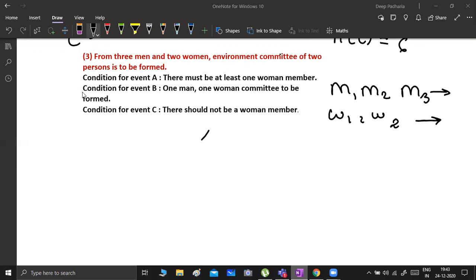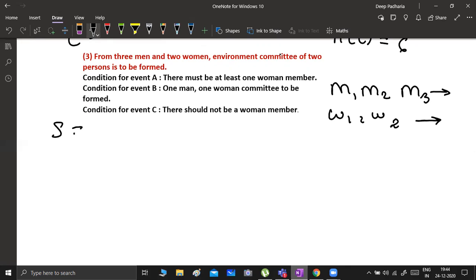Okay, so now you are in the position to tell me the sample space. Any one of you tell me what will be the sample space in this condition. Here there are 3 men, 2 women. A committee of 2 is to be formed.